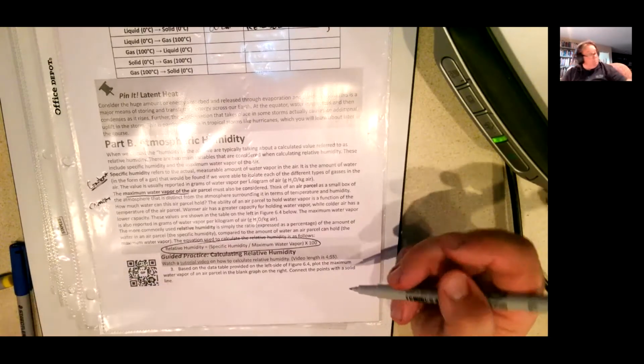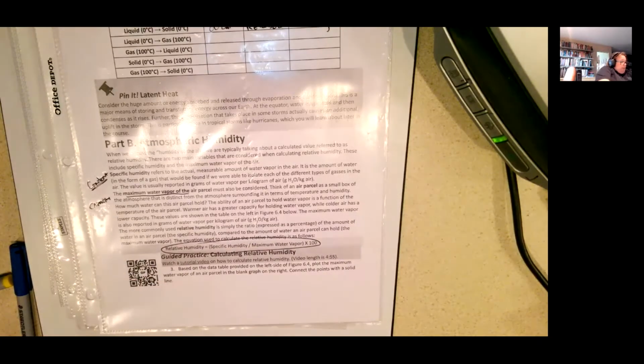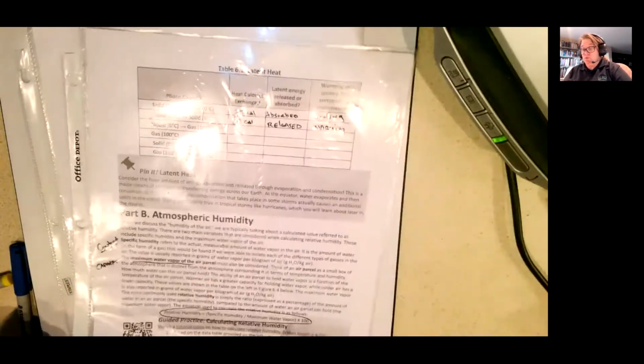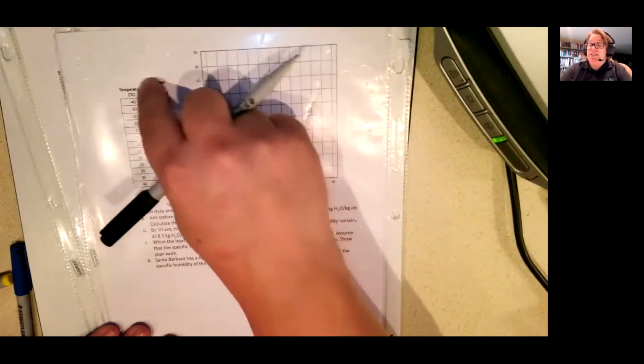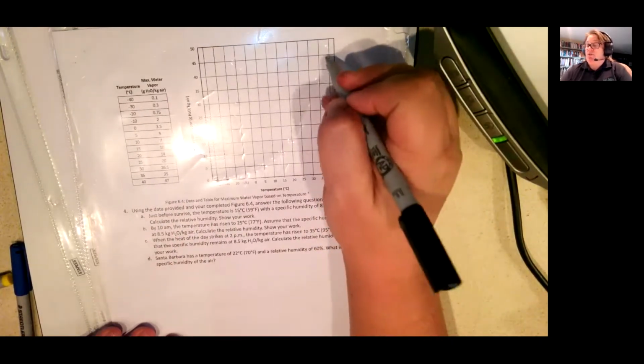Based on the table, which we've already made, which I have somewhere. Oh, no, we're going to create the table. Sorry about that. Connect the points with the solid line. Okay, so plot the maximum water vapor of an air parcel in the blank graph on the right. So we're going to plot these values here. You're going to take these numbers and plot them. It'll create a kind of curve, but you want to actually do it.